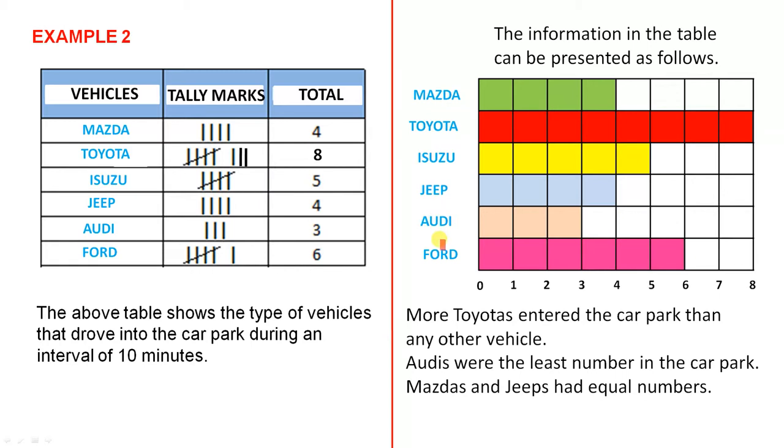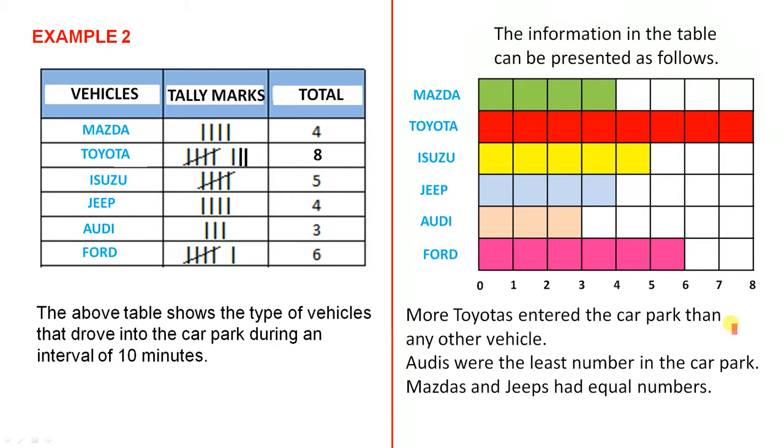There are the 6 types of cars, and here are the graphs in the form of bars, and they can go across horizontally. Some graphs go vertically, this one can go horizontally. Here are the numbers on that axis, very straightforward.